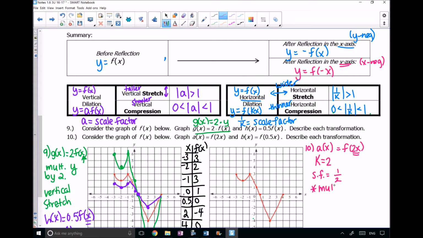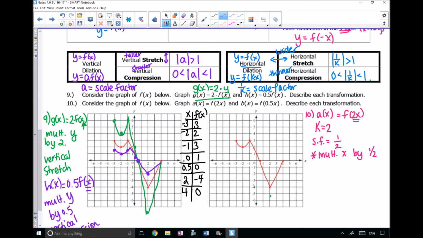So we're going to multiply x by 1/2, which means that our y values this time are going to be the ones that stay the same. So when I multiply 1/2 by -3, I end up getting -1.5. So what this is saying is my x value is -1.5, but my y value is still at 3. So I can go to -1.5, 3, and that's the first coordinate that I end up getting.